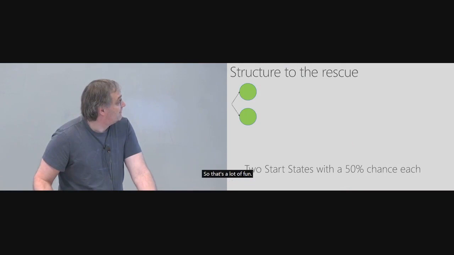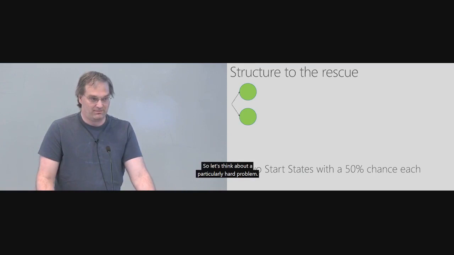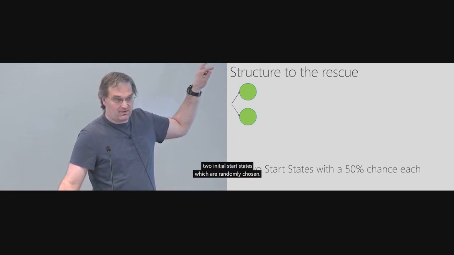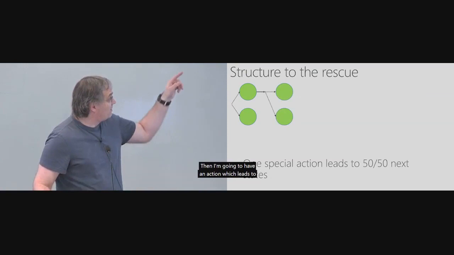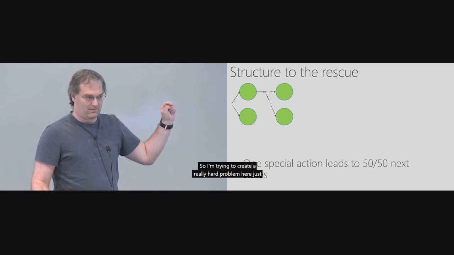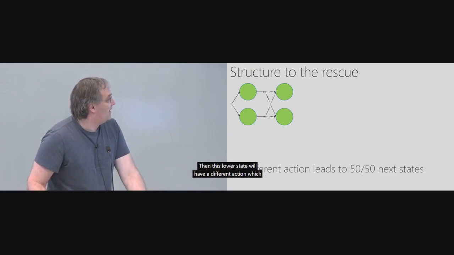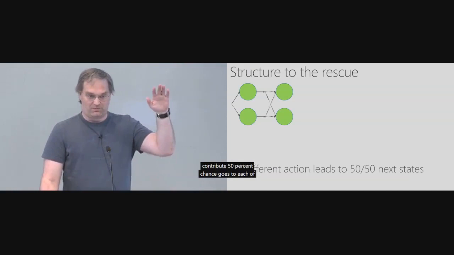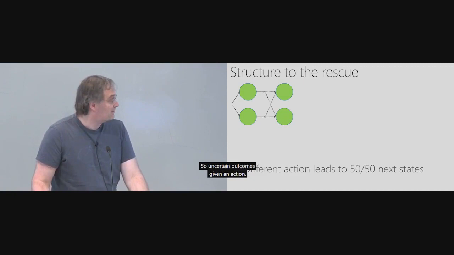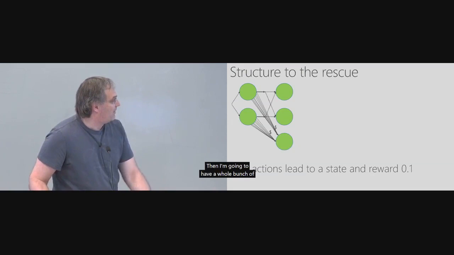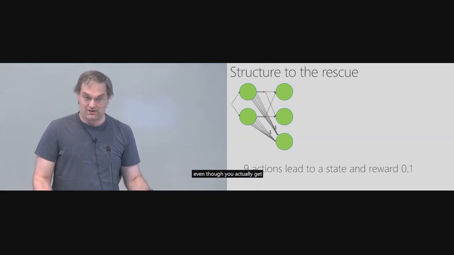All right, so let's think about a particularly hard problem. I'm going to have two initial start states, which are randomly chosen. Then I'm going to have an action which leads to two next states, but the one that it leads to is again random. So I'm trying to create a really hard problem here, just to illustrate what we're trying to solve. And then this lower state will have a different action, which has a 50% chance of going to each of these two different next states. So, uncertain outcomes given an action. And then I'm going to have a whole bunch of distracting actions, which lead to this third state. I'm going to call that the bad state, even though you actually get a little bit of reward when you go to this bad state.